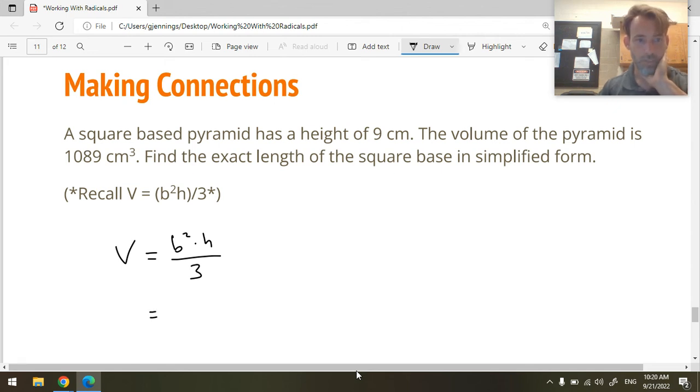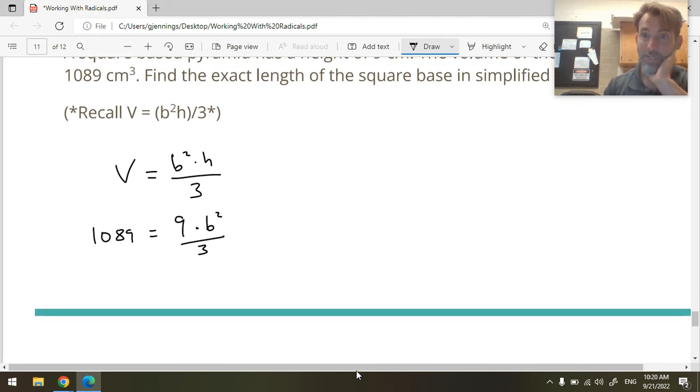So we know volume, it's 1089 is equal to, well, sub in your height, which is known, which is 9, multiplied by b squared, all over 3. 9 divided by 3 is 3. So I might not even write that because I have limited space. I might just write 3 base squared. But here we are. I have 1089 equals 3b squared.